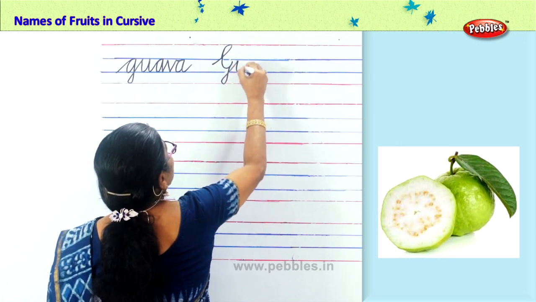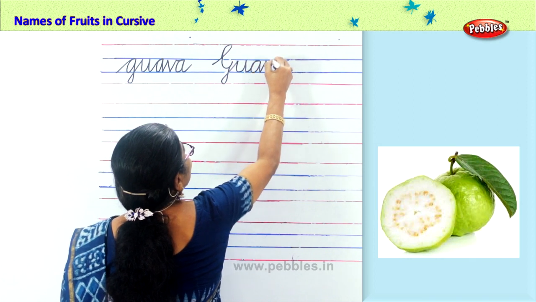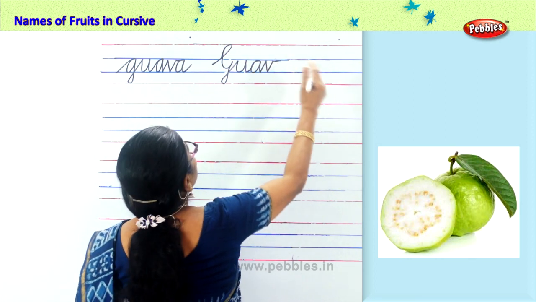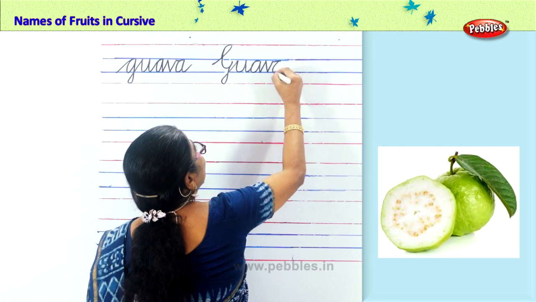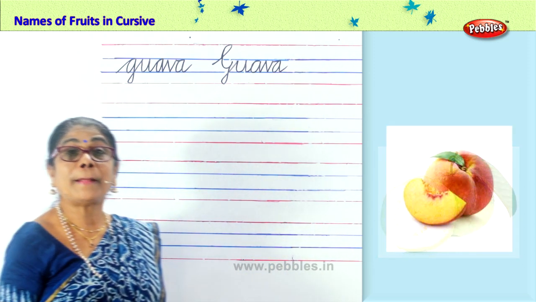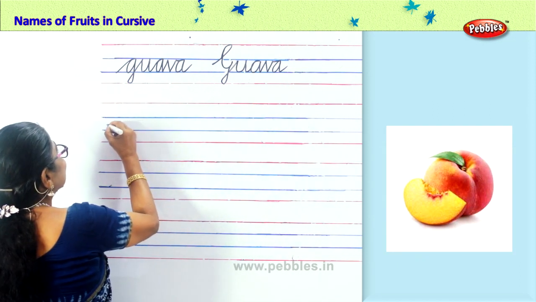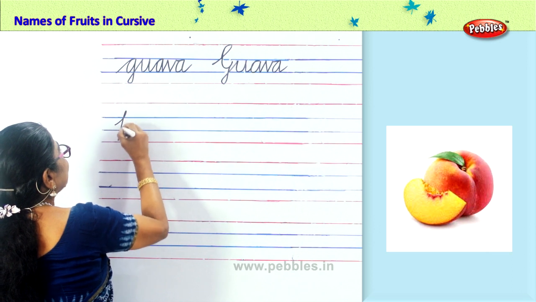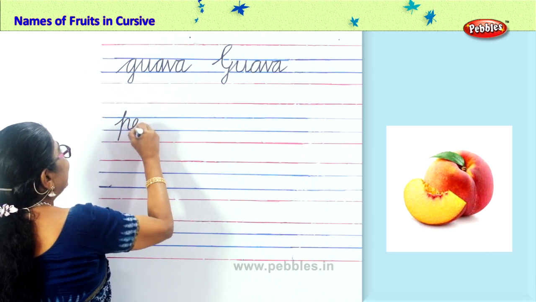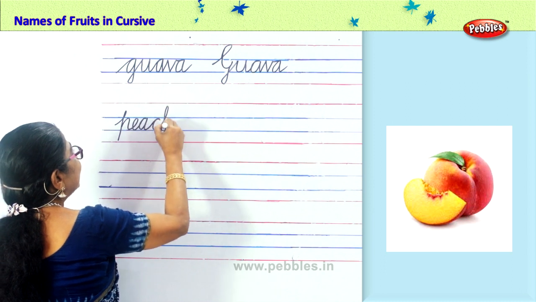G, U, A, V, A. Guava. Next, let's write peach. The color and the name of the fruit are the same. Small p. P, E, A, C, H.